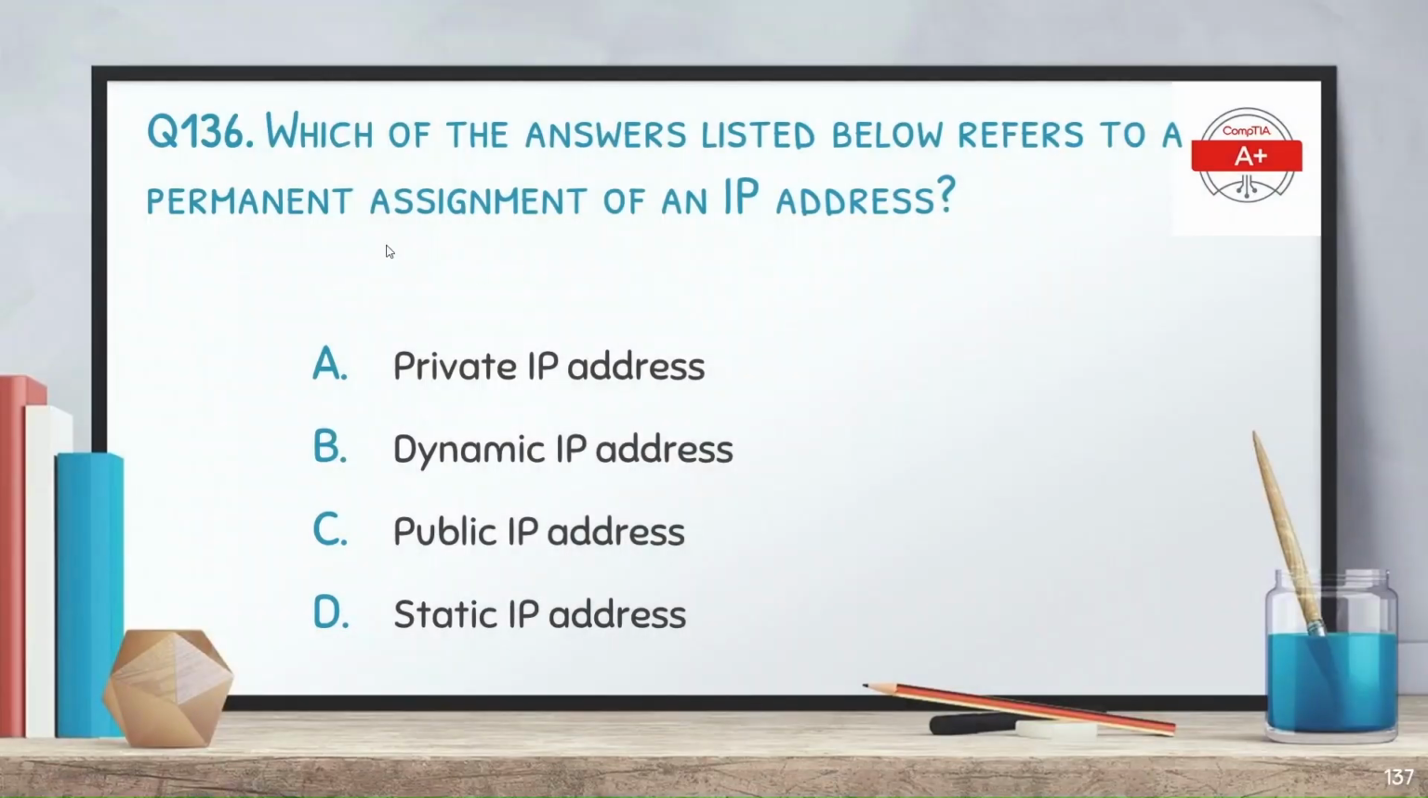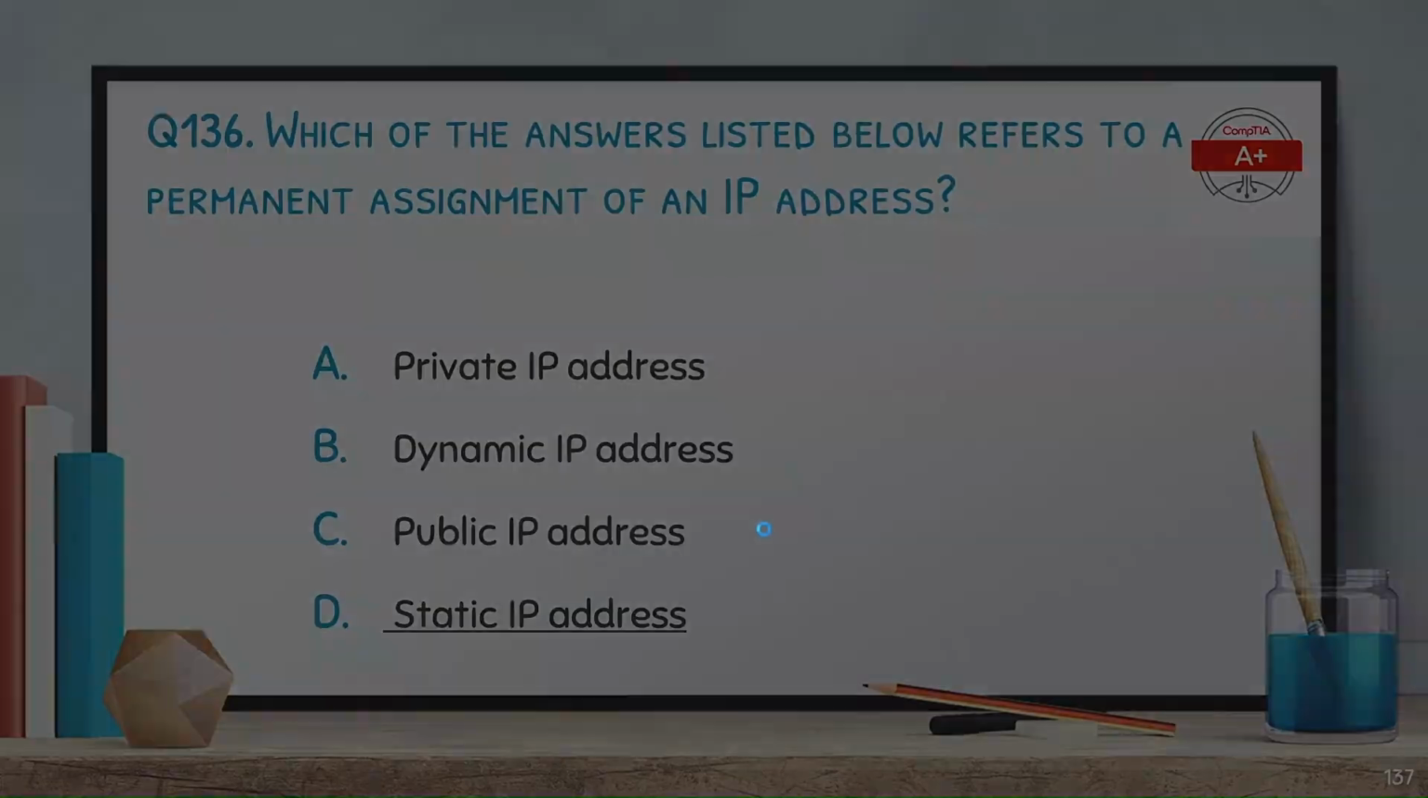Question number 136 is that which of the answers listed below refers to a permanent assignment of an IP address? And the options are A, private IP address, B, dynamic IP address, C, public IP address, and D, static IP address. And the correct option is the static IP address. So the manual IP address assignment is also known as the static IP address.